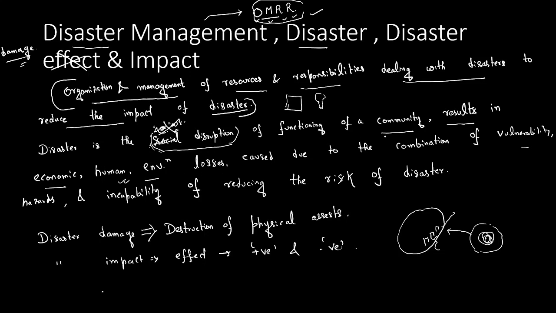So disruption of functioning of a community. Okay. Suppose a cyclone is again coming. There is a community that will create a serious disruption of the community. It will break the whole community, right? If a cyclone comes here, what happens?